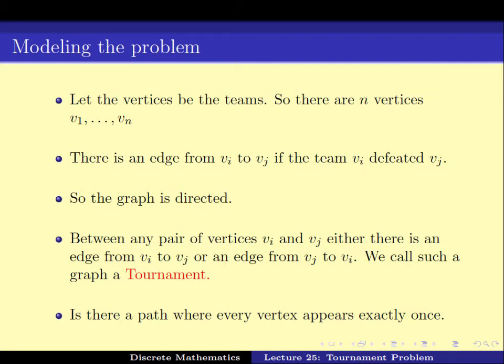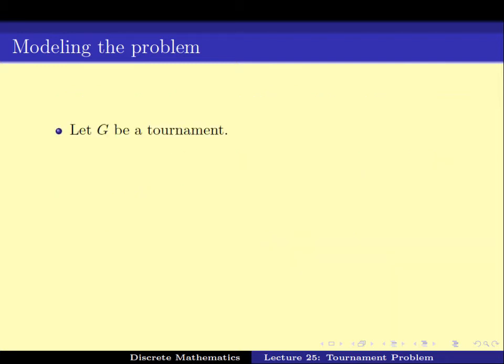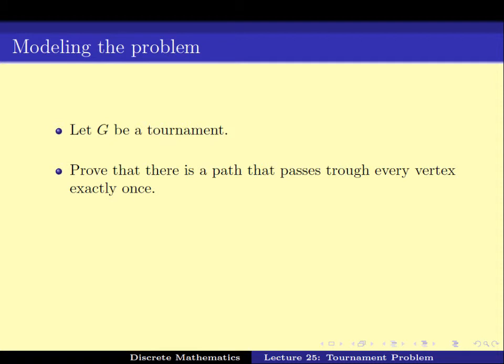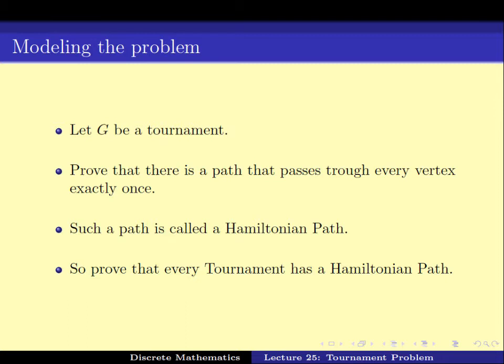By the way, this kind of graph, where between any two vertices there is an edge oriented in one of the two directions, is called a tournament. And as we have seen already, a path that touches every vertex is a Hamiltonian path. So in other words, what we are asking is that if G is a tournament, prove that there is a Hamiltonian path. So prove that every tournament has a Hamiltonian path.